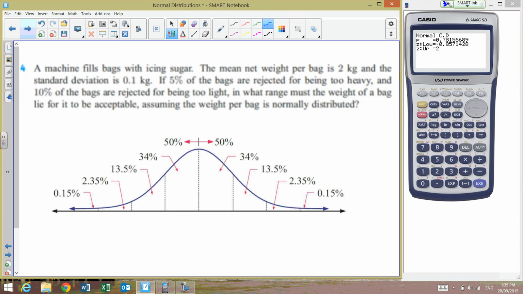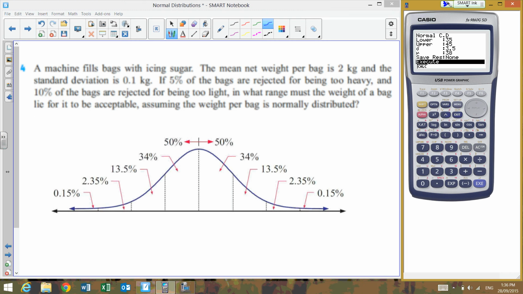What we've been doing here is finding percentages, but when you get an example like this one, it's slightly different. So a machine fills bags with icing sugar. The mean net weight is 2 kilograms and the standard deviation is 0.1. If 5% of the bags are rejected for being too heavy and 10% of the bags are being rejected for being too light, in what range must the weight of a bag lie to be acceptable, assuming the weight is normally distributed? So what I'm going to do, I'm going to exit out of this function.